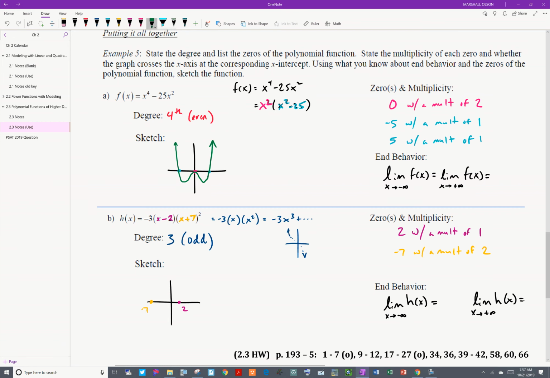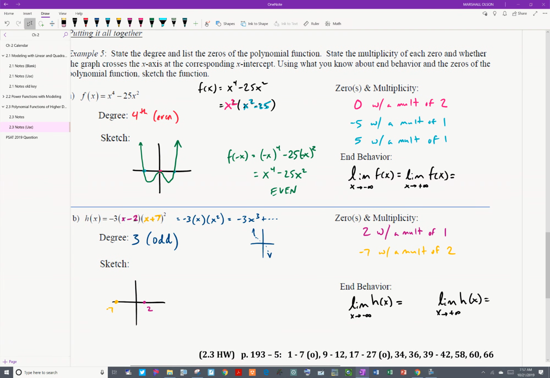This is an even function. We know if we put -x in for f of x, and you don't have to do this here, just a reminder of what we did last chapter, we get the exact same function back, which means it's an even function. So when we draw it, we can keep that in mind and know that we can fold it over the y-axis.